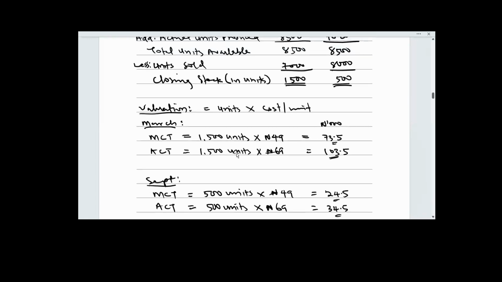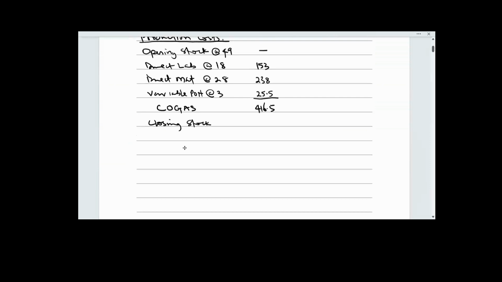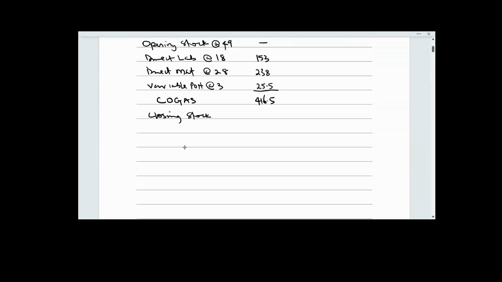So let's go and post. We are still under marginal costing technique. For the period ending March, closing stock is 73.5. So let's go and post it. I would then come here. Closing stock is working number 1. Here is 73.5. What's the difference?